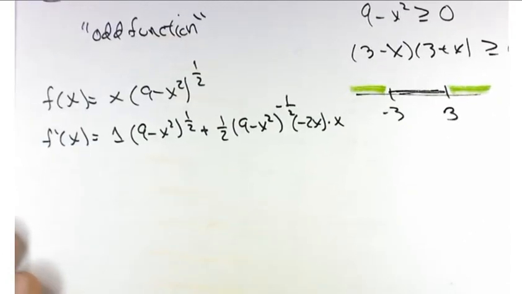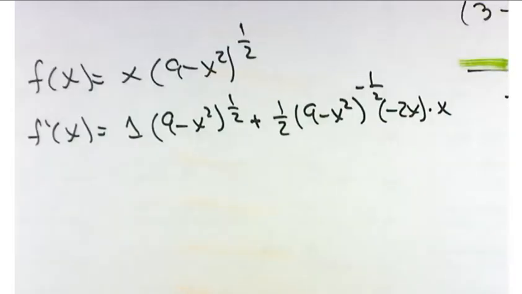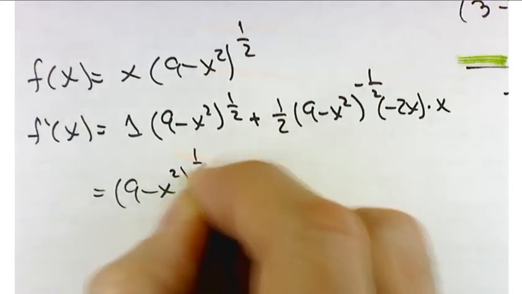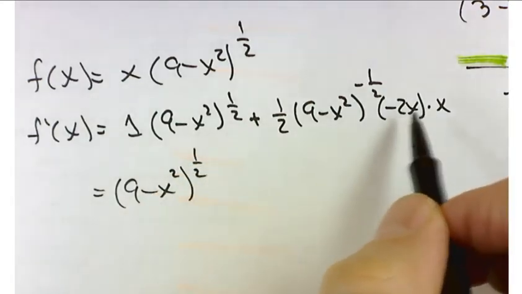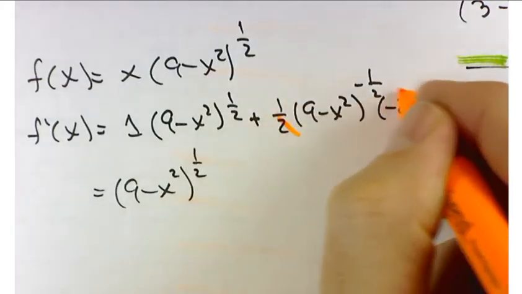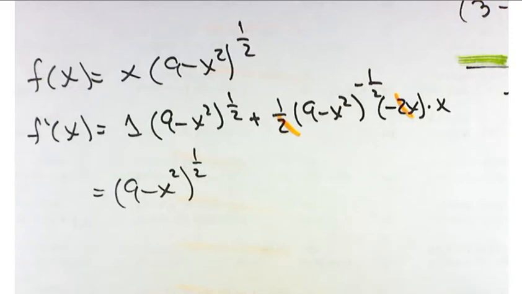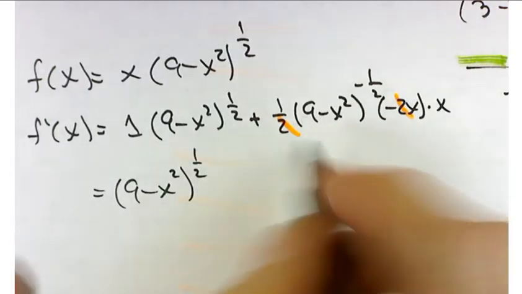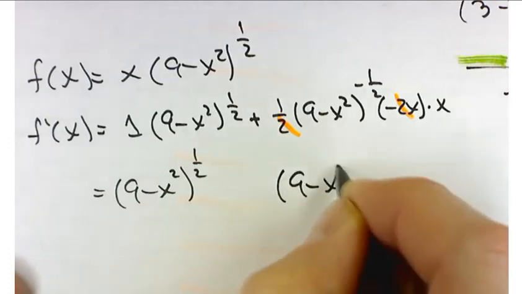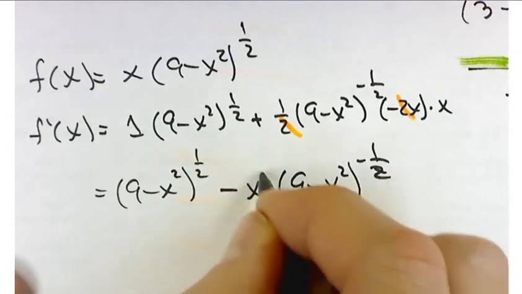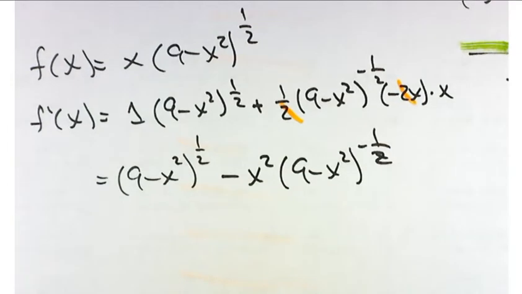A lot of cleaning up to do here. So the first term, just 9 minus x squared to the 1/2. For the second term, the 2 and this 2 cancel each other out. What else is left though? What am I going to write in front of the 9 minus x squared term to the minus 1/2? Negative x squared.